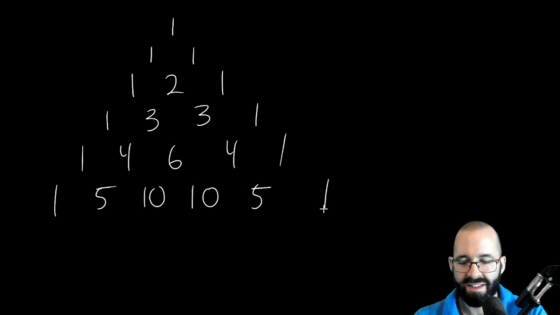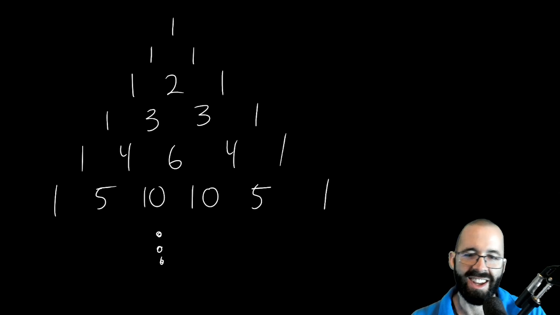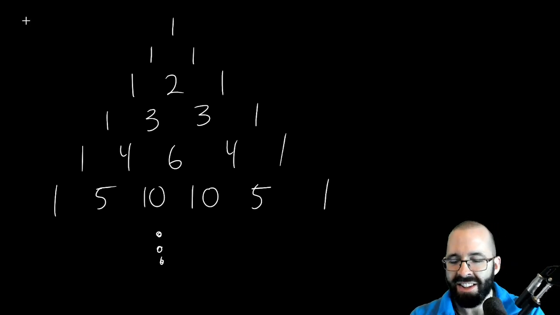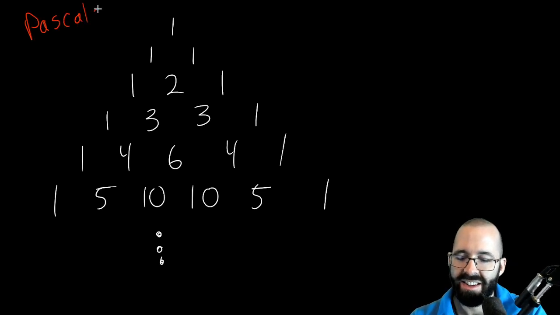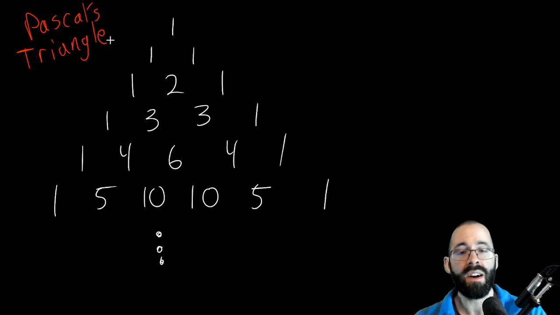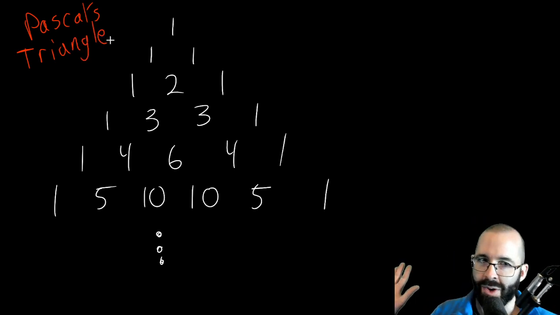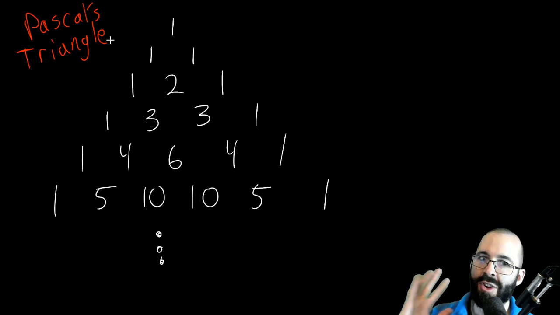What is this? This will go on forever. No, it's not a Christmas tree. Oh, that kind of looks like a Christmas tree like this. This is Pascal's triangle. All right. And it's really nice because, first off, binomial coefficients are tied to something called the binomial theorem.